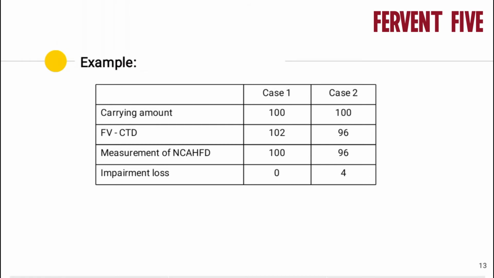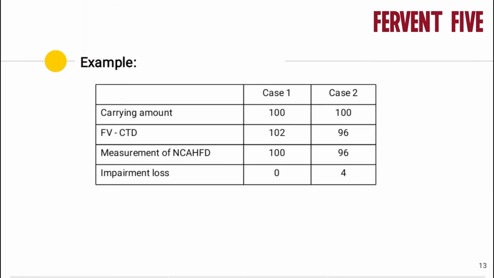So makikita natin sa case 1, carrying amount is equals to 100 and then fair value less cost to distribute is equals to 102. So paano ngayon natin makukuha yung measurement of non-cash asset held for distribution? So ang ilalagay natin dito, whichever is lower. So kita natin mas mababa yung carrying amount kaya yun yung ilalagay natin. Ngayon, may impairment loss ba? Wala. Bakit? Dahil mas mababa yung carrying amount. Katulad ng sinabi natin kanina, kapag mas mababa yung carrying amount, walang impairment loss.